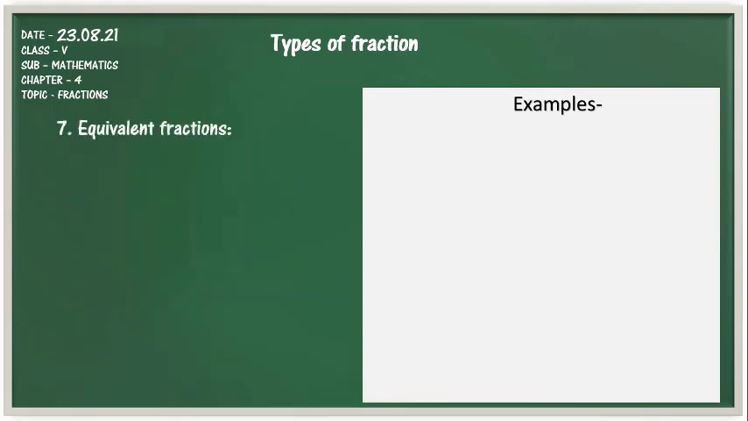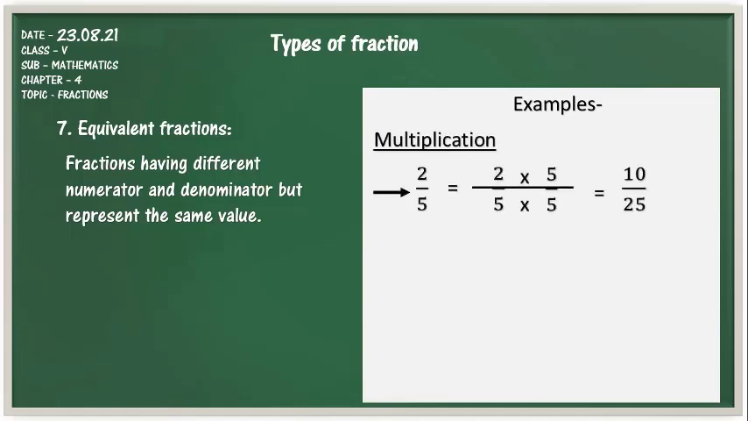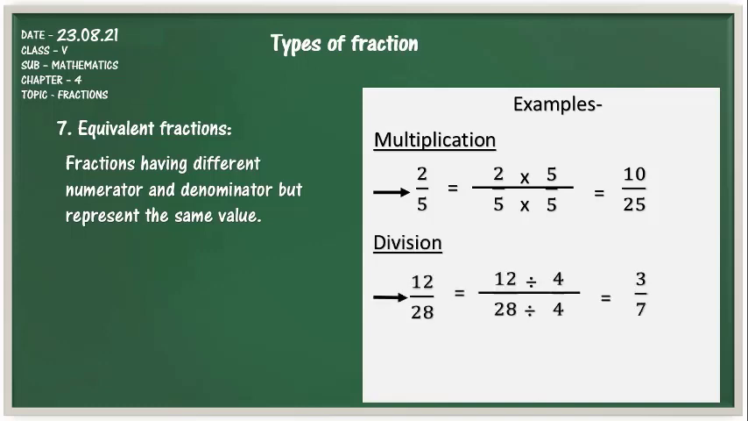Seventh, equivalent fractions. Fractions having different numerators and denominators but representing the same value are called equivalent fractions. We can find equivalent fractions either by multiplication or by division. By multiplication, 2 by 5 multiplied by the same number 5 will give us 10 by 25, while by the division method, 12 by 28 divided by 4 by 4 will give us 3 by 7.